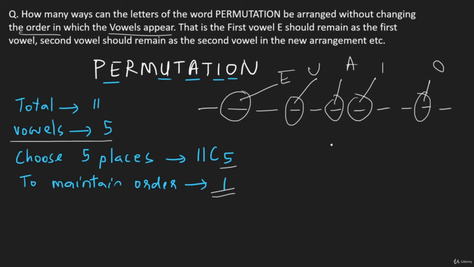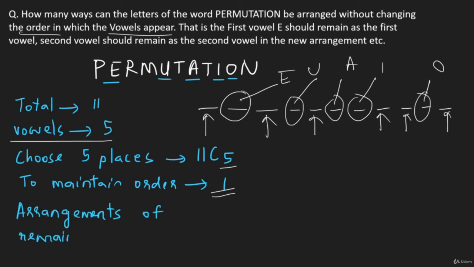Alright, now how many places am I left with? So I'm left with 1, 2, 3, 4, 5 and 6 places, right? Now in these 6 places I have to arrange 6 letters. Now you can see that the letter T is occurring 2 times, right? So in how many ways can you arrange 6 letters in 6 places where 2 letters are repeating? You can do that in 6 factorial divided by 2 factorial ways, right?